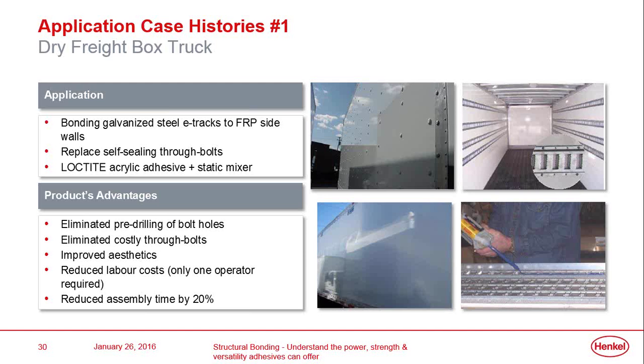Compare and contrast that with the ability to bond the rails in place with a fast-setting adhesive, a structural adhesive. You save significantly on labour, you save significantly on time. You eliminate the need for the through bolts, which are very costly, and you don't have to seal the holes either. So you get a much more elegant solution, and you get a much more aesthetically pleasing finish on the outside of the vehicle.